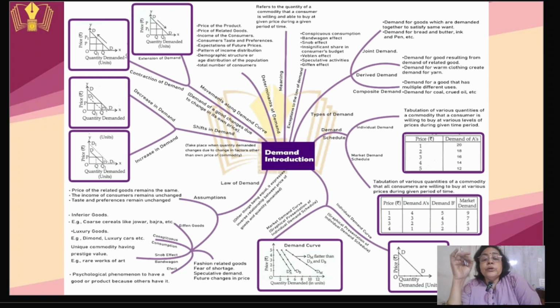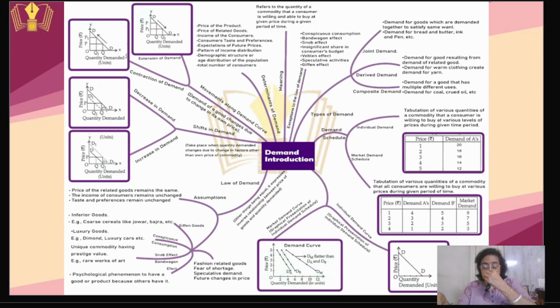You have to write that it refers to the quantity of a commodity that a consumer is willing and able to buy at a given price during a given period of time. See, a commodity that a consumer is willing and able to buy. Both things have to be present, and only then will it become an effective demand. Next will come the types of demand.